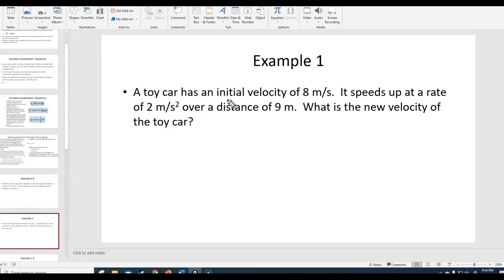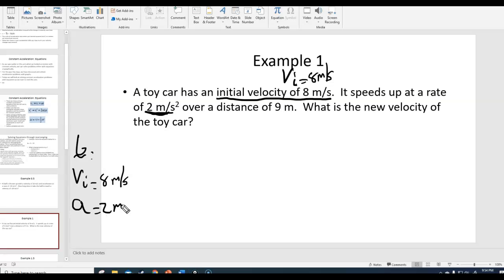Example 1 says a toy car has an initial velocity of 8 meters per second. I don't need any context clues to tell that that is the initial velocity, because it says it's the initial velocity, right? So I'm writing down my givens. I'm going to write down VI equals 8 meters per second. It speeds up at a rate of 2 meters per second squared. Look at the unit there, meters per second squared. What has the units of meters per second squared? It has to be acceleration. This is why it's so important to understand units.